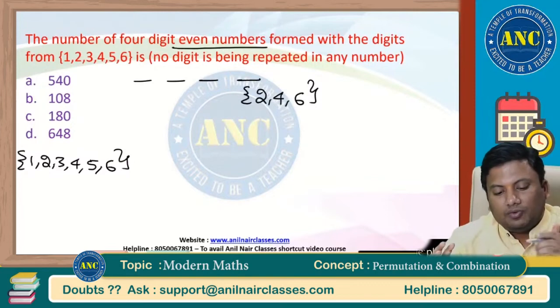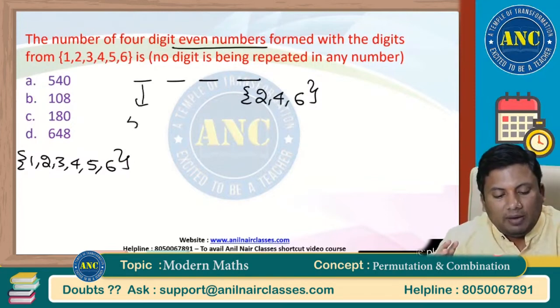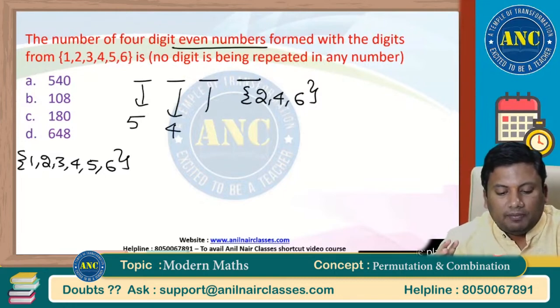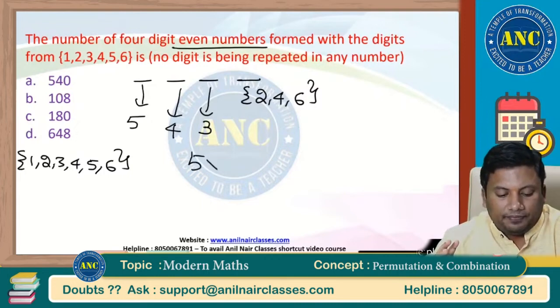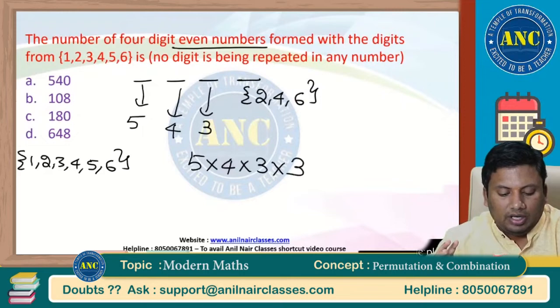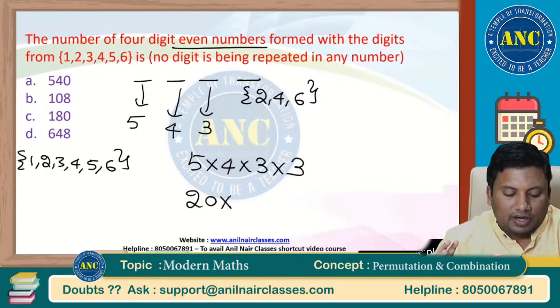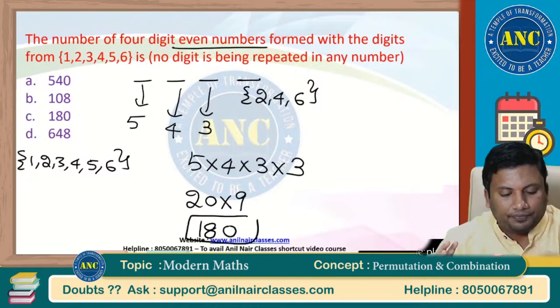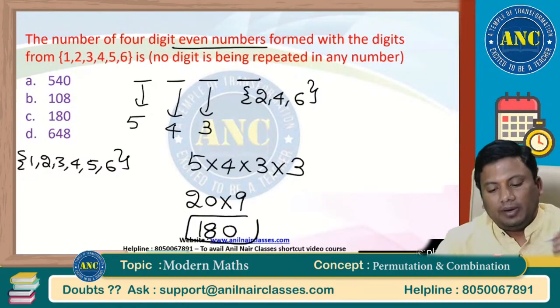Out of 6, 1 digit is fixed. Remaining 5 digits will come, remaining 4 digits will come, remaining 3 digits will come. The unit digit is either 2 or 4 or 6, so into 3. These are nothing but 20 into 9. The answer is nothing but 180.